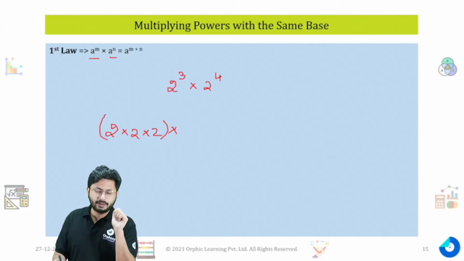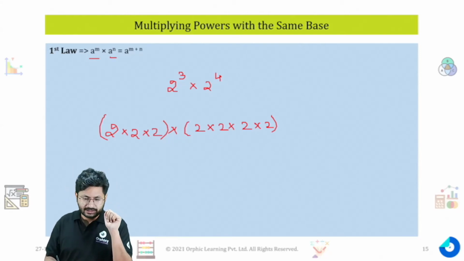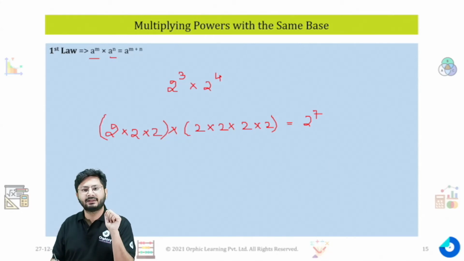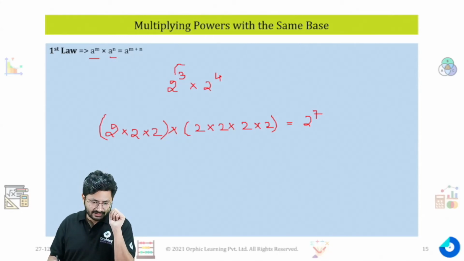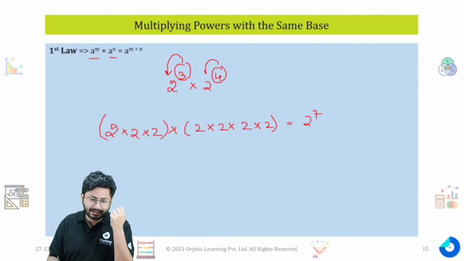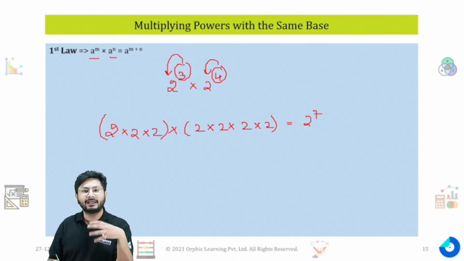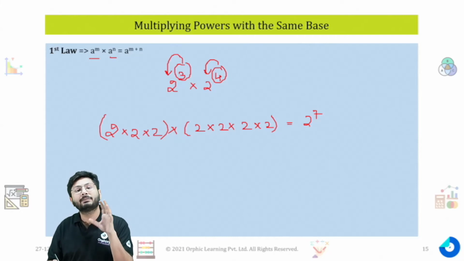One part is 2 into 2 into 2, the other is 2 into 2 into 2 into 2. So I can see there are 7 2's, so it will become 2 to the power 7. Why is this happening? Because this 3 means that there are 3 2's in multiplication, and this 4 means that there are 4 2's in multiplication. So if I multiply those two expressions together, at the end I'll be left with 7 2's in multiplication.